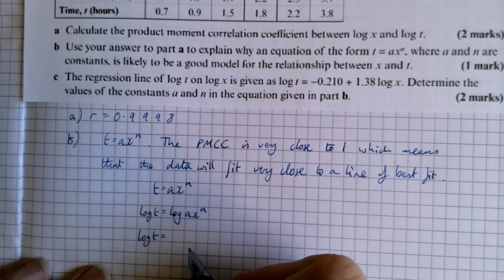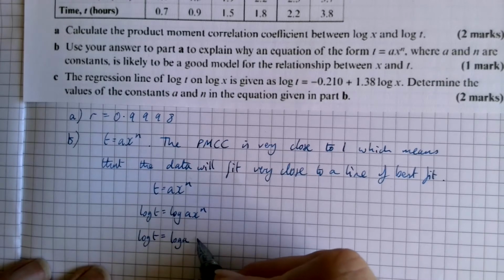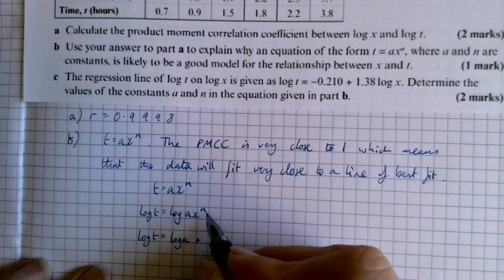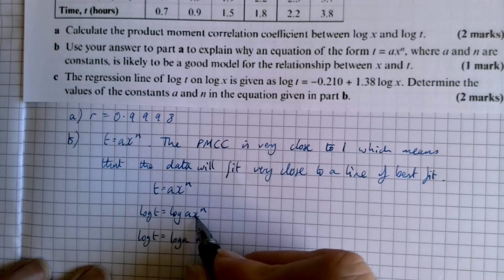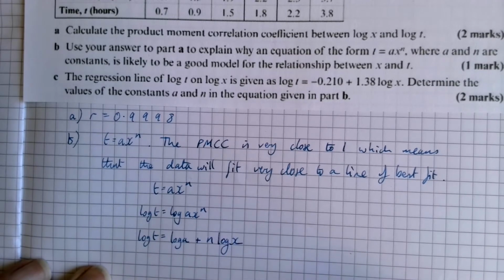And then I'm going to take a bit of a shortcut from what I've done before. I'm going to say the multiplicative rule would split it into log a plus log x to the power n, and the power rule would turn log x to the power n into n log x.